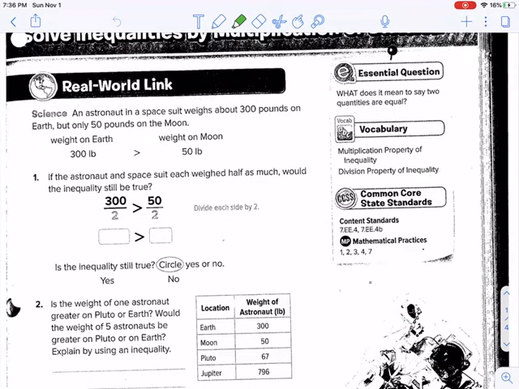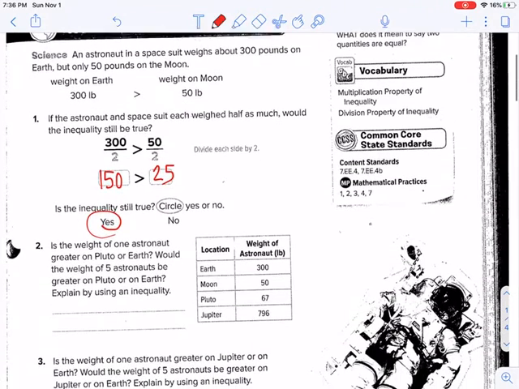An astronaut in a spacesuit weighs about 300 pounds on Earth, but only 50 pounds on the moon. So the weight on Earth is greater than the weight on the moon. If the astronaut and spacesuit each weighed half as much, would the inequality still be true? So if you divided both of them by 2, you would get 150 and 25. So yes, that inequality is still true.